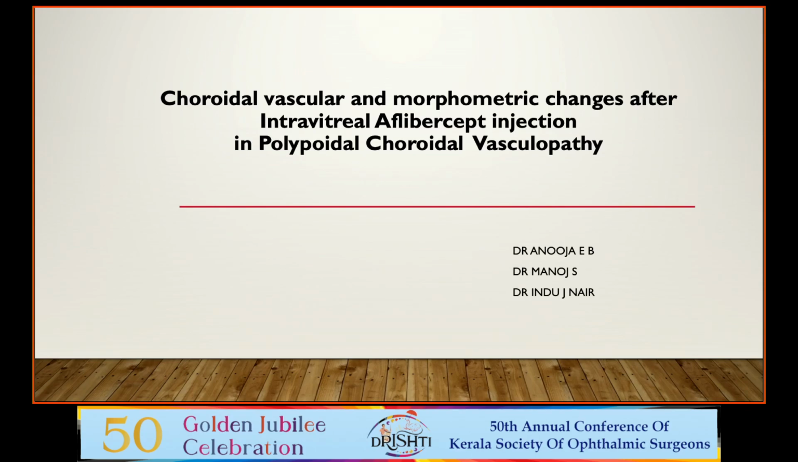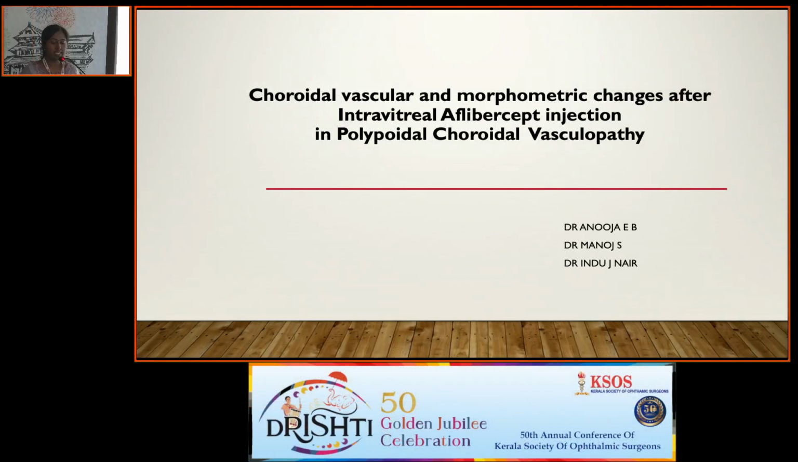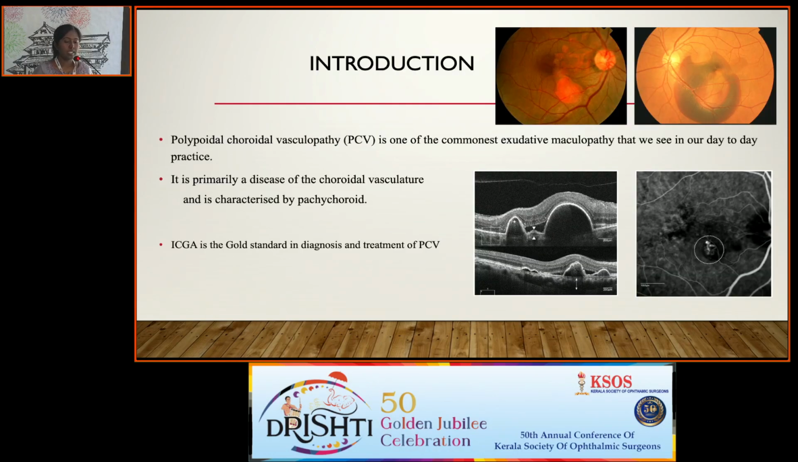Good morning all. I am going to present a paper on choroidal vascular and morphometric changes after intravitreal aflibercept injection in polypoidal choroidal vasculopathy. Coming to introduction, polypoidal choroidal vasculopathy is one of the commonest exudative maculopathies that we see in our day-to-day practice. Our diagnosis is mainly based on typical clinical findings including reddish-orange subretinal nodule and subretinal hemorrhage. OCT findings suggestive of PCV are thumb-like elevation of the retinal pigment epithelium, notched PED and double layer sign. Diagnosis is mainly confirmed by ICGA findings like nodular hyperfluorescence, branching vascular network of inner choroidal vessels and hypofluorescent halo.